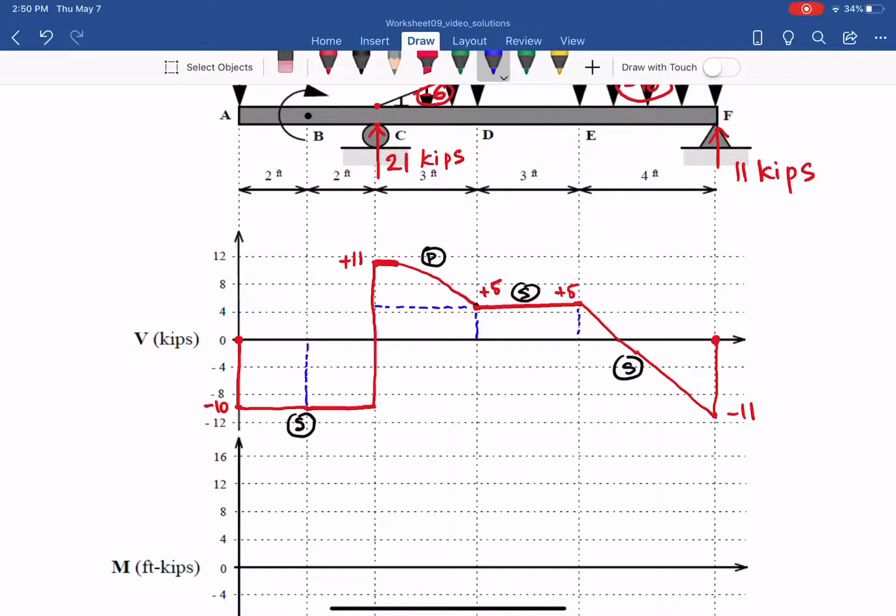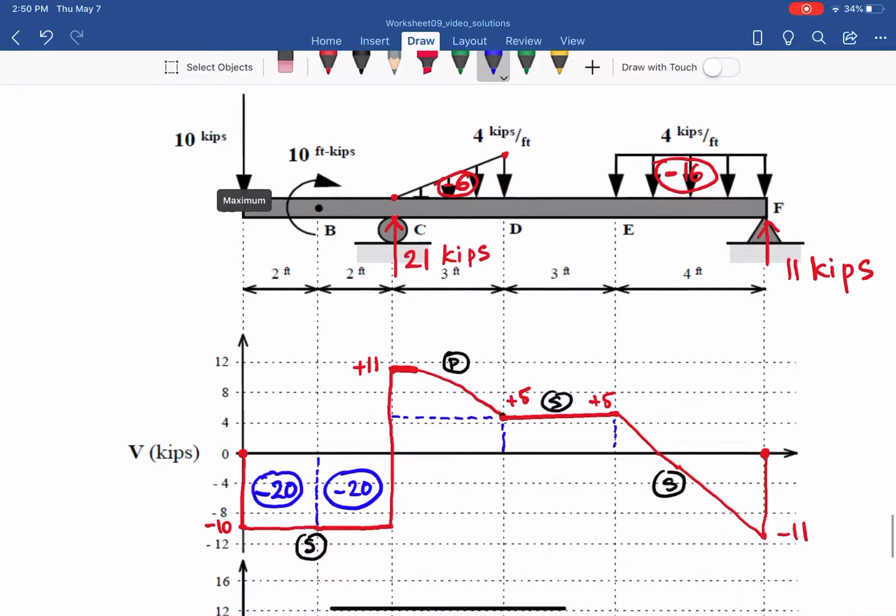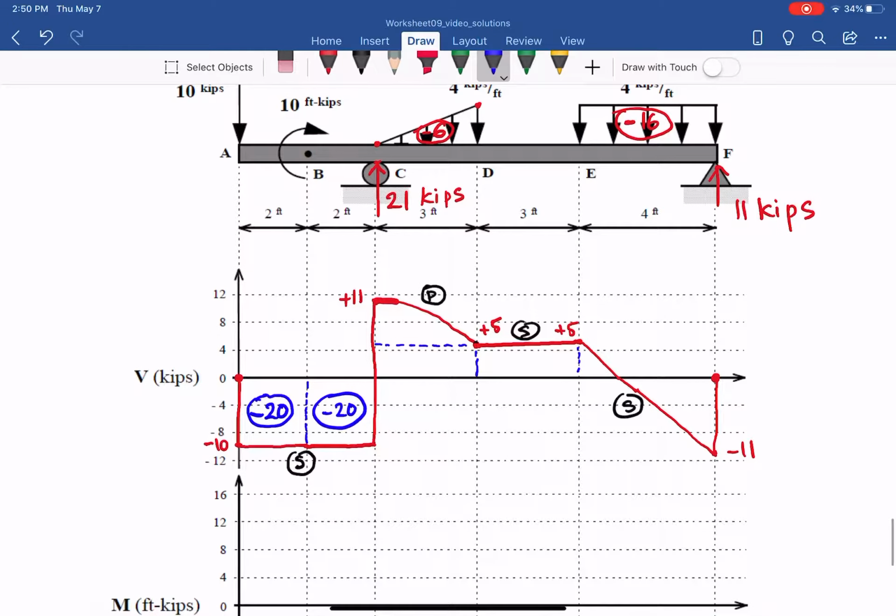So the first one, simple, negative 10 times 2. So that one is negative 20. Similarly, this rectangle, negative 20. And why do we divide by 2? Because you see there is a couple at B. So that's why we have to separate, not negative 40.